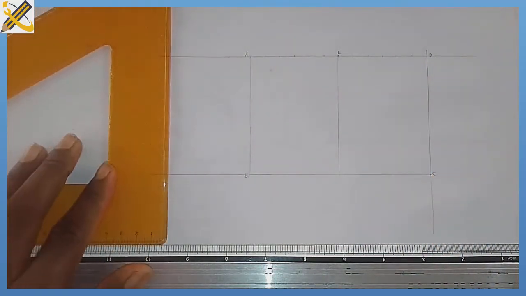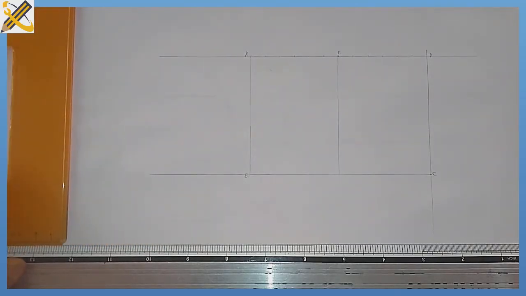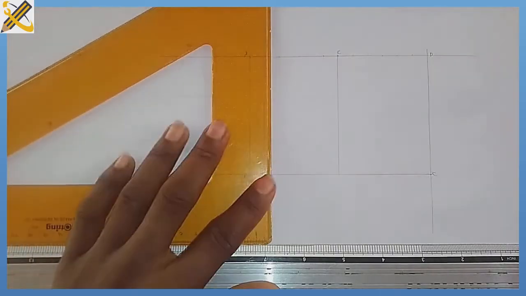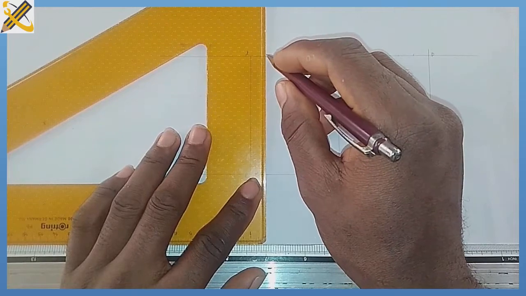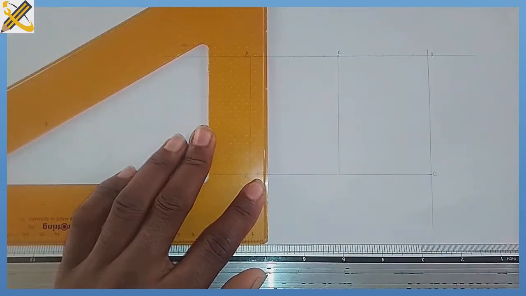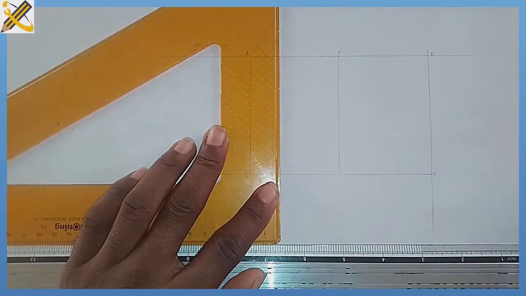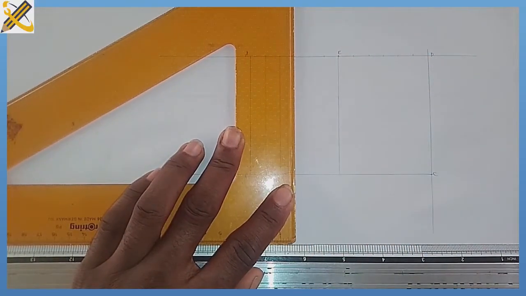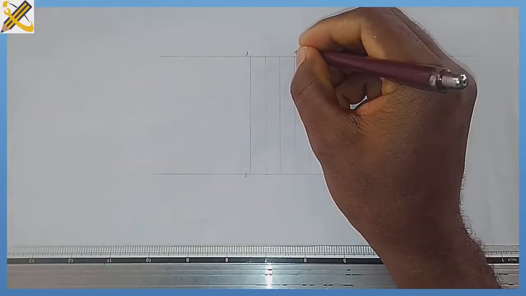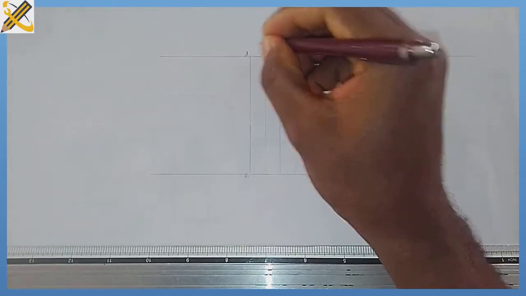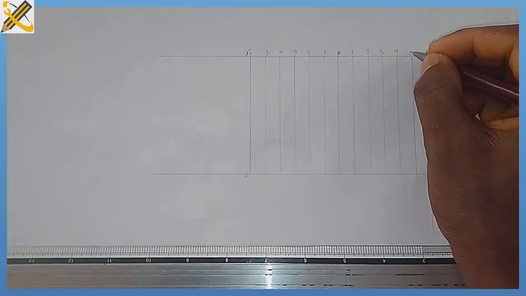After doing that, the next thing is I'm going to join each of those divided parts. I'm going to join them downwards, I'm going to draw them downwards. Then I'm going to do the numbering: 0, 1, 2, 3, 4, 5, and 6.